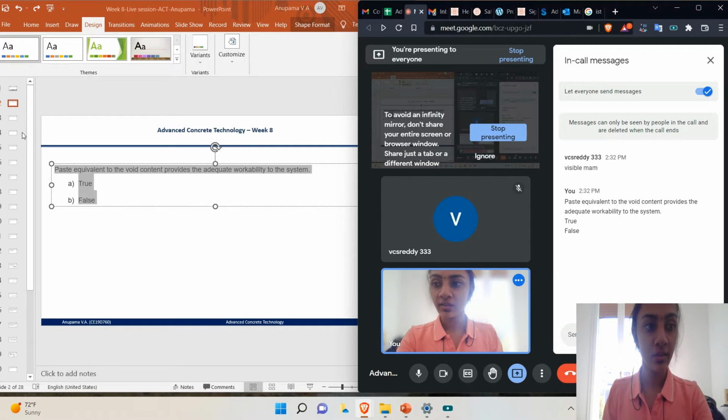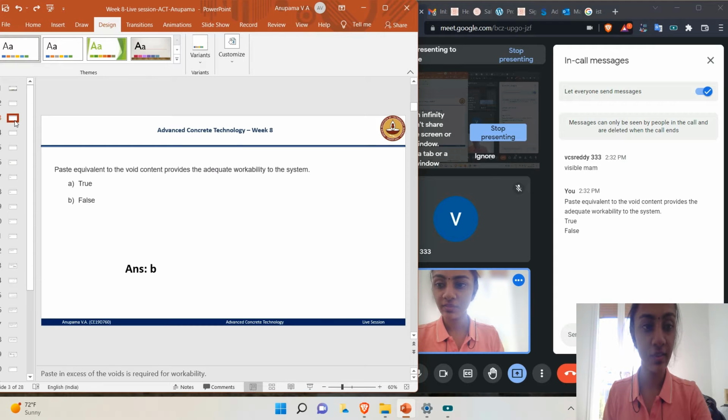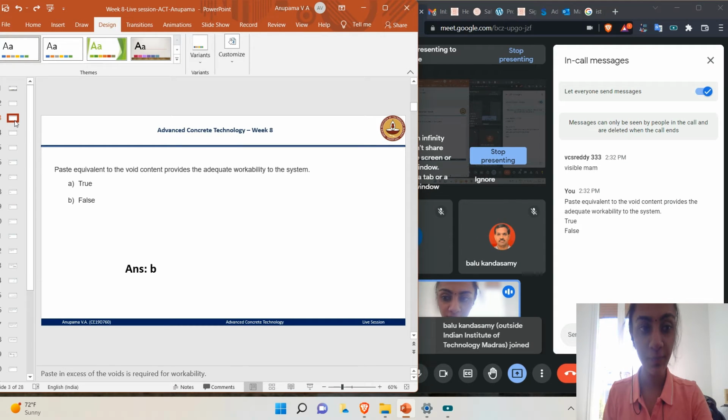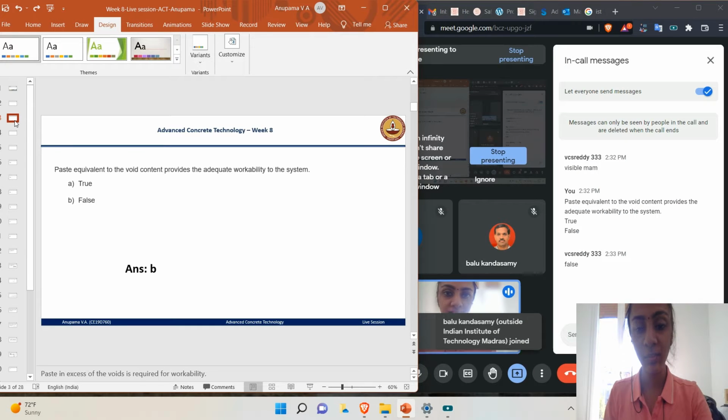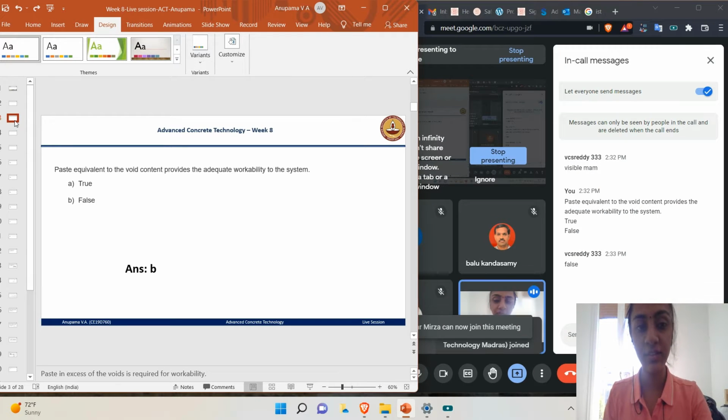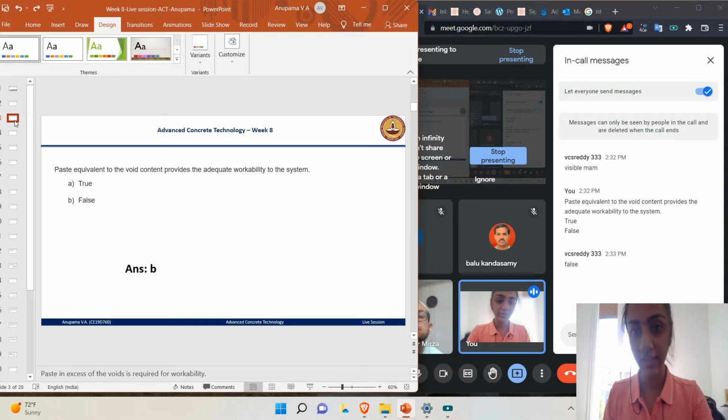Okay. So moving on to the correct answer. The correct answer is false. Why? Because we need the paste which is more than the void content of the system in order to provide adequate workability. Paste just equivalent to the void content is not sufficient. We need somewhat more than what is filling the void.